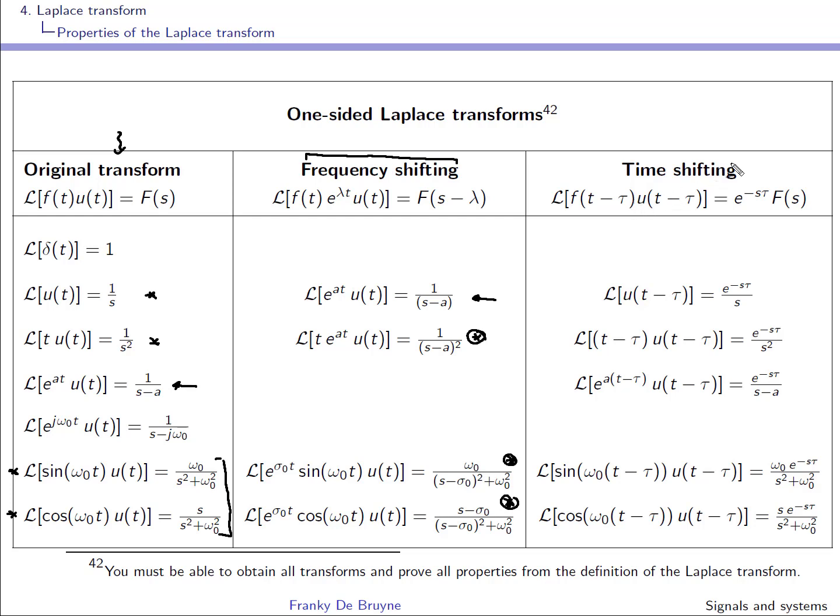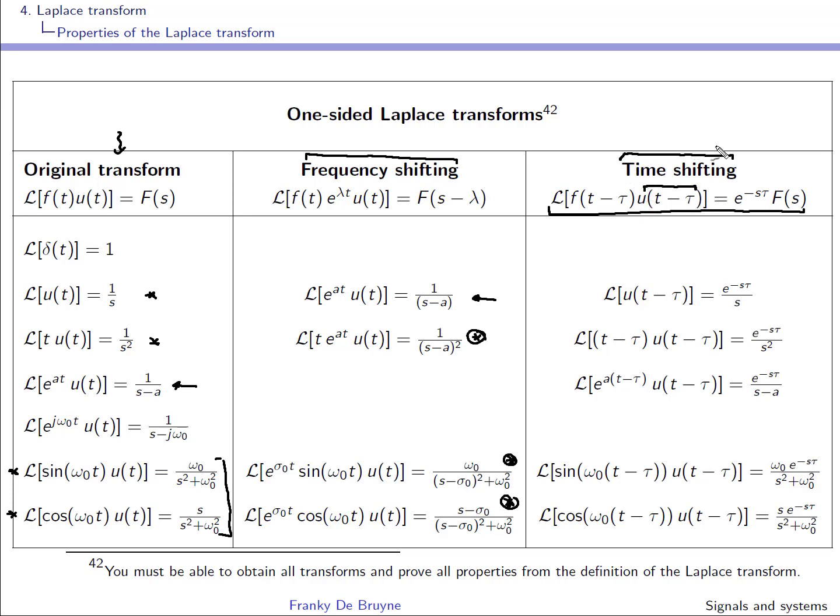So here I have added the new property that we have just seen in the previous slide, time shifting. Okay, it's given over here. As said, it's kind of dual to frequency shifting. Here you multiply by an exponential in the time domain and you shift in the frequency domain, and here you multiply by an exponential in the s domain and you do time shifting. Okay, it's very important to not forget this term over here.